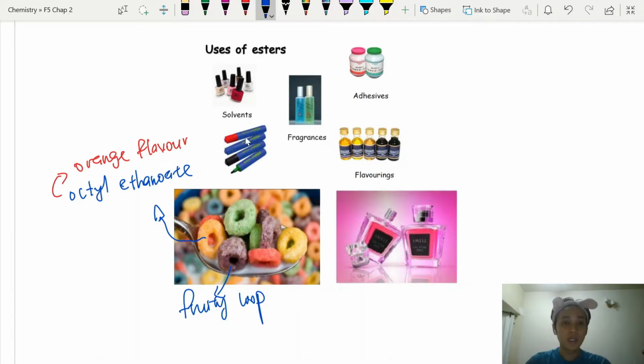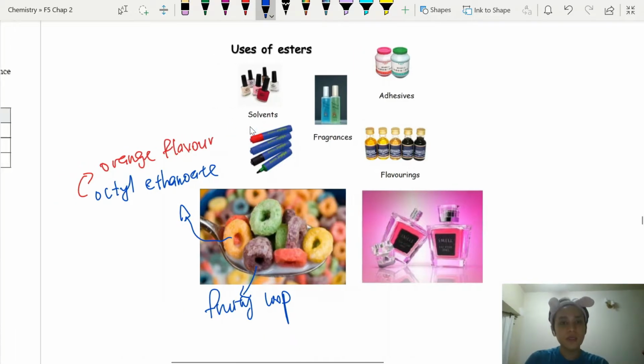Solvents too. The girls, you like your nail polish and everything, right? So you will have esters in your nail polish as well. So many applications of esters, but they focus more on food flavorings and cosmetic products, because of their properties, the sweet smell.